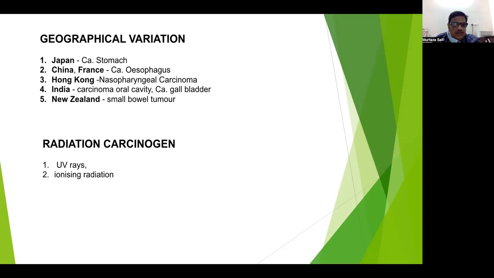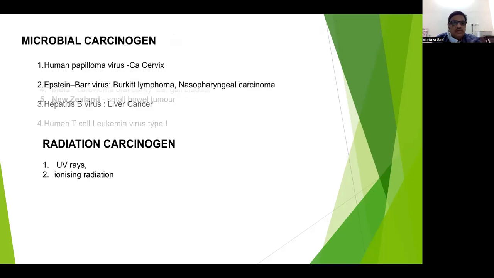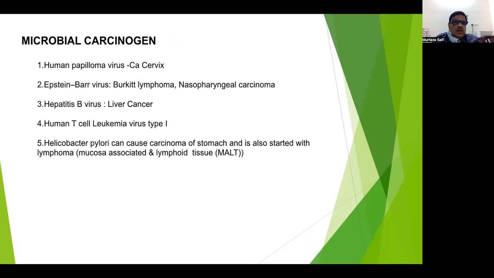There are various radiation carcinogens, ultraviolet rays and ionizing radiation; they are also related with various cancers. Also, microbial carcinogens are responsible for carcinoma of various organs, like human papilloma virus, which causes carcinoma of the cervix.